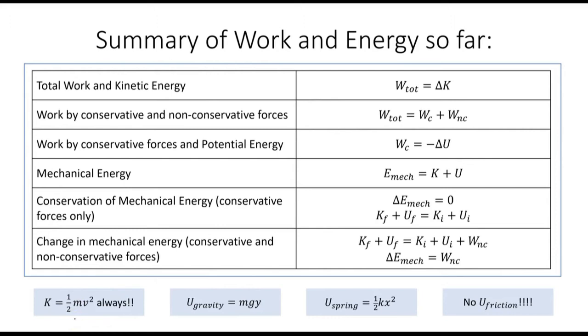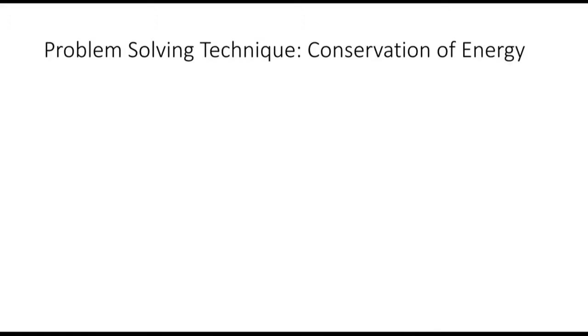And of course, we have no potential energy due to friction. Friction does non-conservative work, and so it will be accounted for in that way. All right, and so now let's go over a quick problem-solving technique for conservation of energy problems, which includes the case where we have work done by non-conservative forces. That tells us that the work is being done to create different types of energy, just not mechanical energy, but the total energy is still conserved.